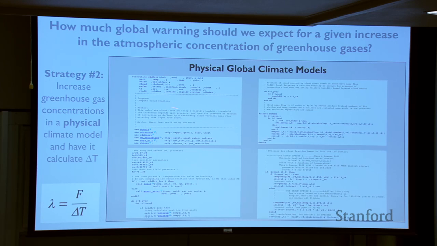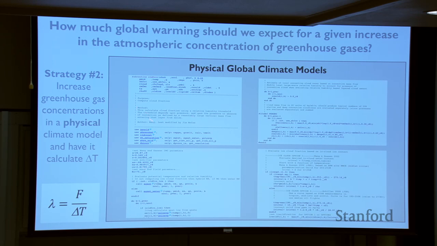I'll just show you some code for the cloud fraction subroutine in the Community Earth System Model, which is the model developed at NCAR that I mentioned. You notice the code is in Fortran, so most climate models are still run in Fortran. I think just for legacy purposes, since they were originally written in Fortran, and people share modules and things like that all the time, so it's still written in Fortran.